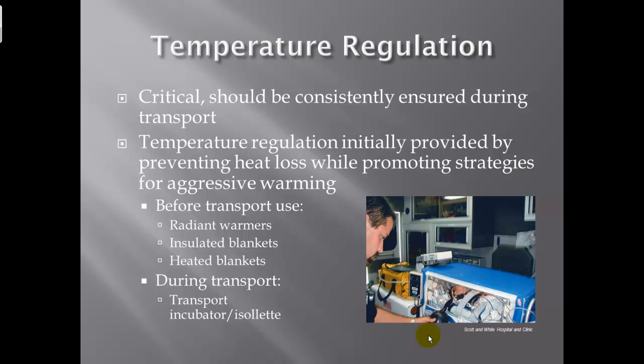Temperature regulation. Temperature regulation is critical. It should be considered constantly to ensure that the neonate's temperature is regulated during transport. Temperature regulation is initially provided by preventing heat loss while promoting strategies for aggressive warming. Before the transport, we should use radiant warmers, insulated blankets, and heated blankets. During transport, we should really lean on our incubator or isolette and be sure that the temperature is adequate.